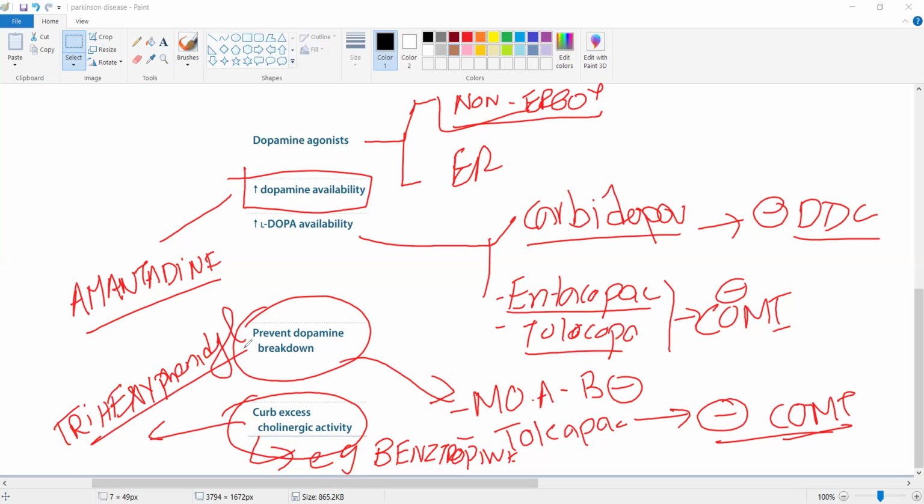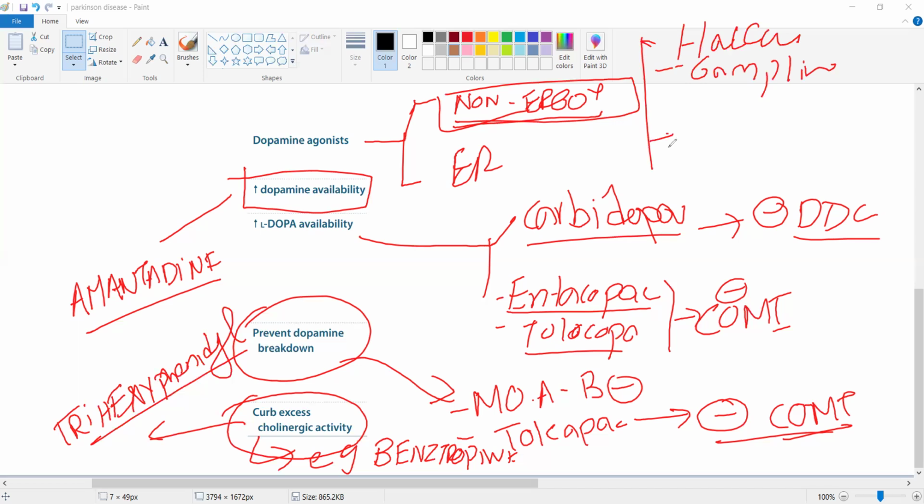What is the side effect of pramipexole? What are the side effects of pramipexole? Hallucination, gambling, postural hypotension. Right?